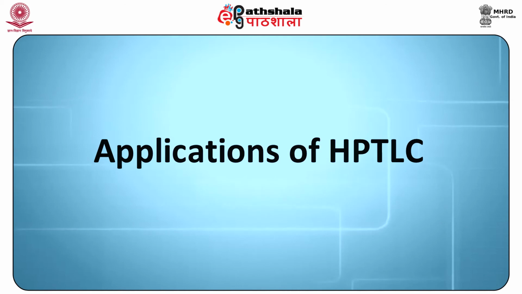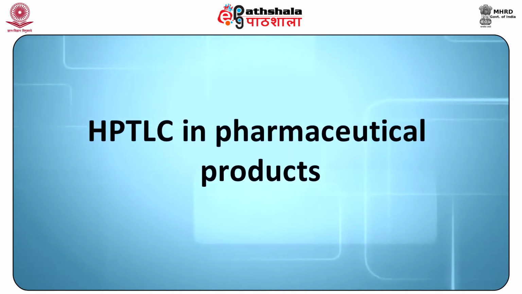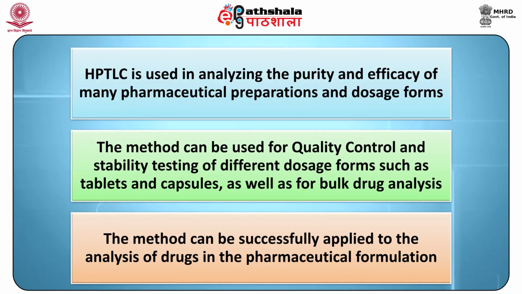Applications of HPTLC. HPTLC in pharmaceutical products. It is also used in analyzing the purity and efficacy of many pharmaceutical preparations and dosage forms. The method can be used for quality control and stability testing of different dosage forms such as tablets and capsules, as well as for bulk drug analysis. The method can be successfully applied to the analysis of drugs in pharmaceutical formulations.